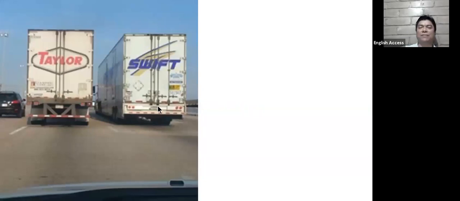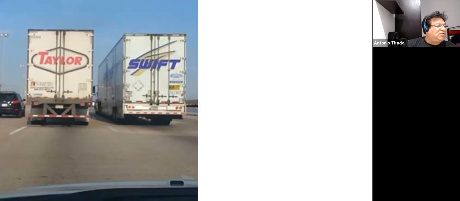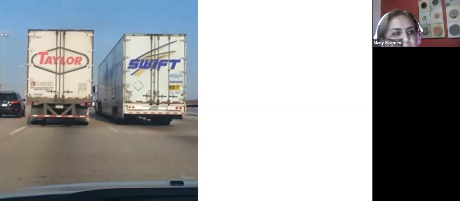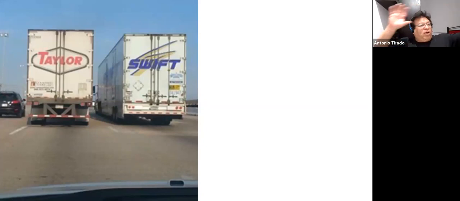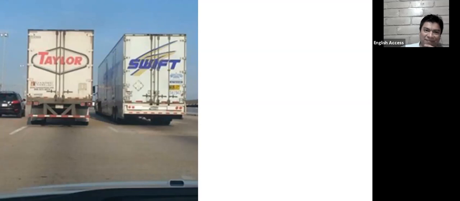What do you see in the picture? Two Taylor trailers. Taylor Swift, like the name of an artist. And I don't know how they call the boxes from a trailer. Trailer. Okay. The box is a trailer. All right.